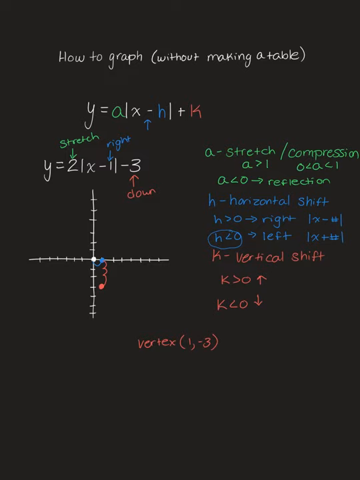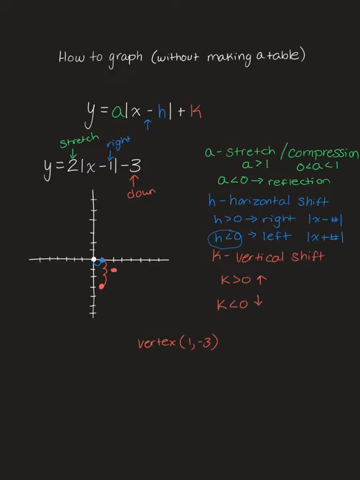Now we have this stretch. The way to calculate the stretch, and it only works with absolute values, is it acts like a slope. So from the vertex, if I have a slope of 2, that means I'm going to go up 2 and over 1. So there's my second point.